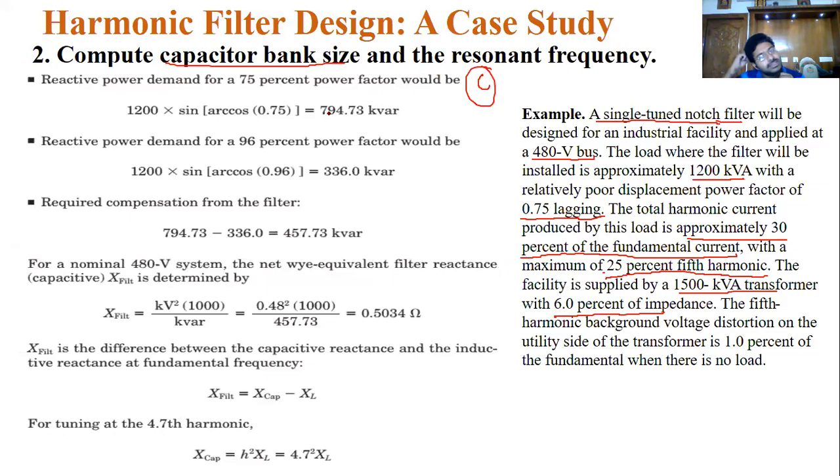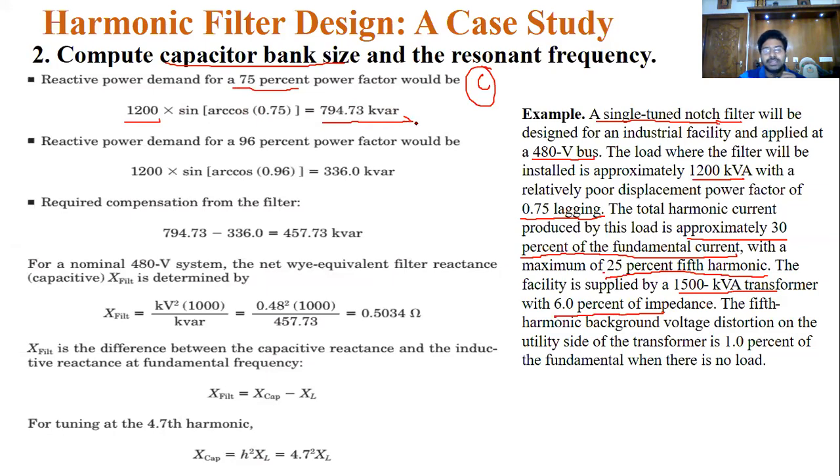This capacitor bank size mainly depends upon the load reactive power. Now see this reactive power demand for a 75% power factor, which is given here, poor displacement power factor. This is the 1200, the load size, the load kVA, into the power factor 0.7. This is the total power.